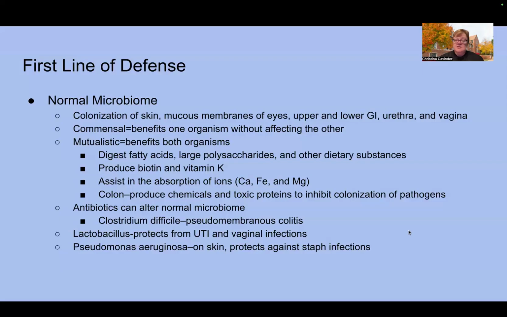Lactobacillus protects the urinary tract and vagina from infections. A lot of people will eat yogurt to get lactobacillus. Pseudomonas aeruginosa is on your skin, and that protects against the staph getting overzealous and taking over.